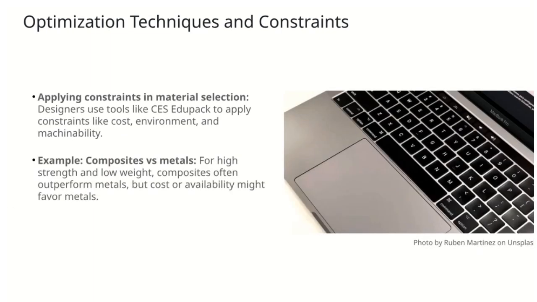And the last slide is applying constraints to material selection. Designers use tools like CES EduPack to apply constraints like cost, environment, and manufacturability. Composite versus metal for high strength and low weight. Composites often outperform metals, but cost and availability might favor metals because composite is expensive.